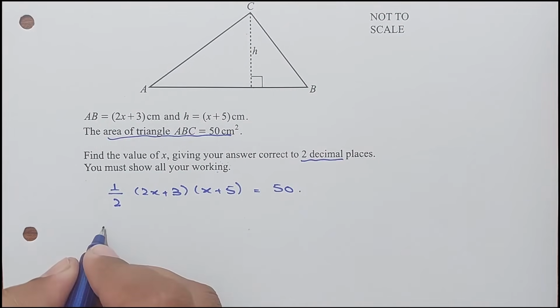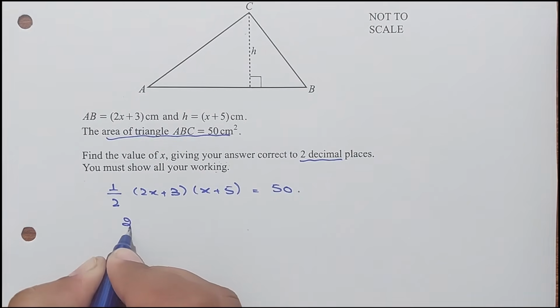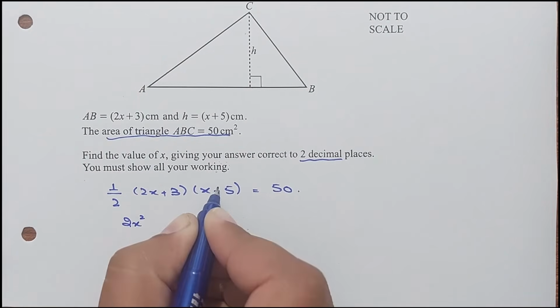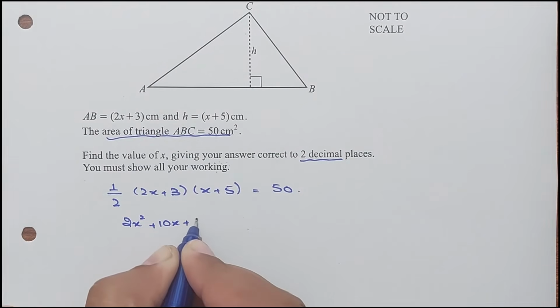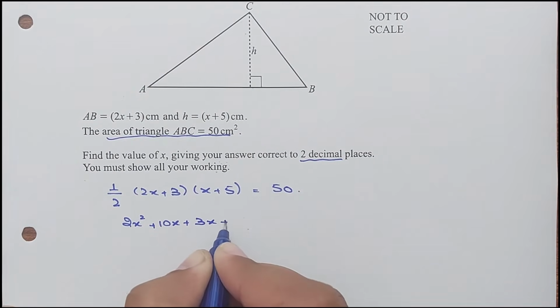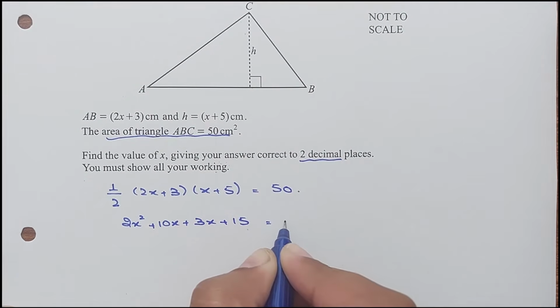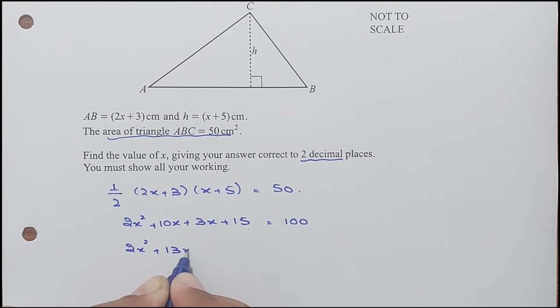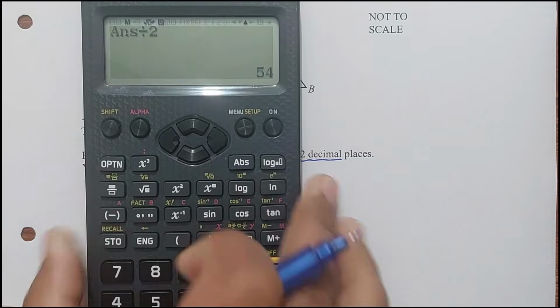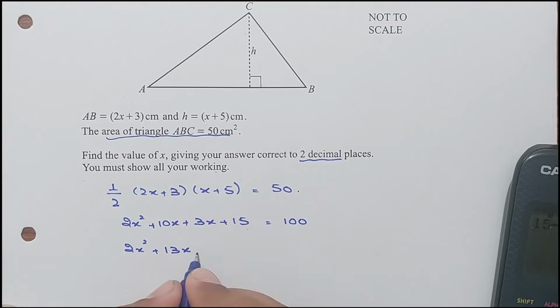Right. So let me simplify. So 2x times x is 2x square. 2x times 5, 2 times 5 is 10x, plus 3x, and 3 times 5 is 15, and 2 multiplying with 50 would be 100. So this is 2x square plus 13x, and 15 subtract 100 is negative 85.